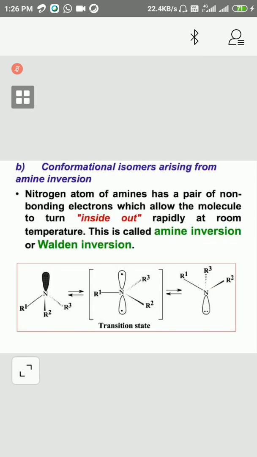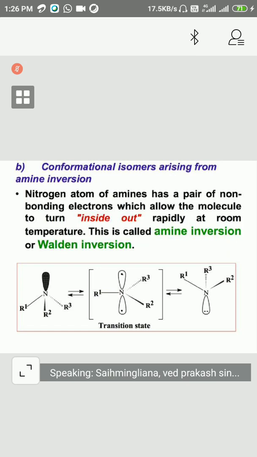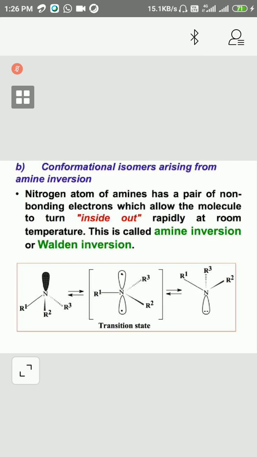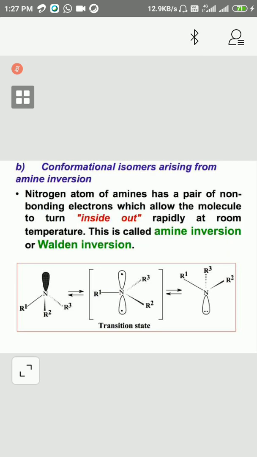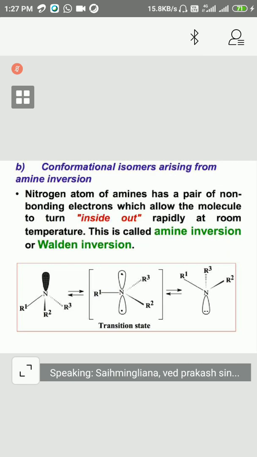Another one is conformational isomerism arising from amine inversion. What is this? Here, the nitrogen atom of the amine has a pair of non-bonding electrons. That's why it is asymmetric. Four different groups are here: three alkyl groups and one lone pair. This non-bonding electron pair allows the molecule to turn inside out rapidly at room temperature. This is called amine inversion or Walden inversion. You can see the transition state here, how this inversion takes place. The lone pair, if in the first structure it is exposed outside, then in the second structure it is inside. That's why it is called inside out.